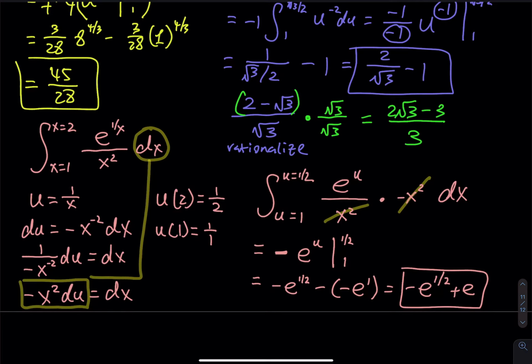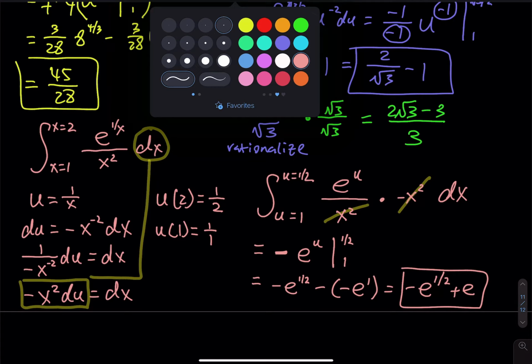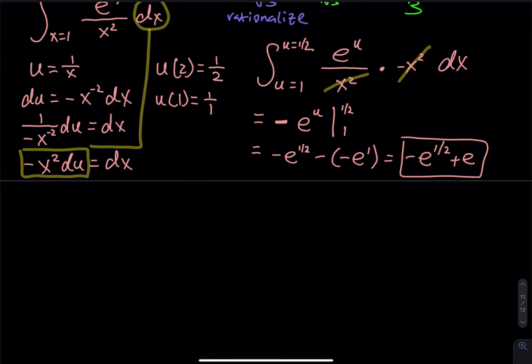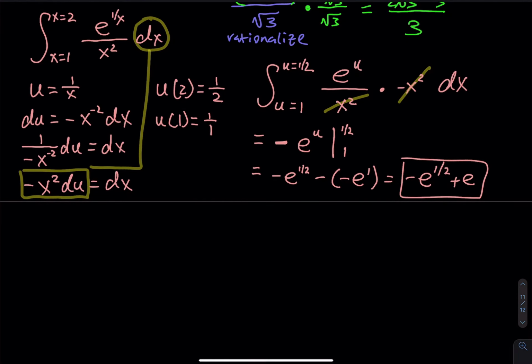Moving on to number 5. So number 5, we have a trig function again. Let's switch color. We have the integral, x goes from 0 to pi over 2, of cosine x times sine of sine x. So we have a composition function, a sine inside itself, dx.